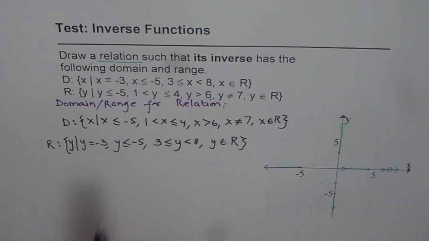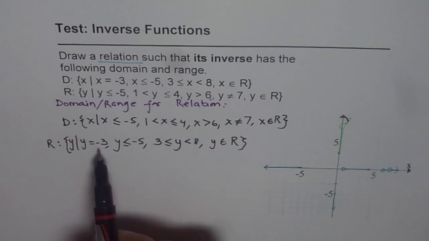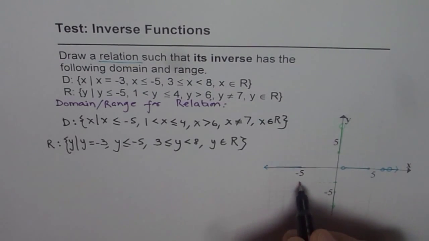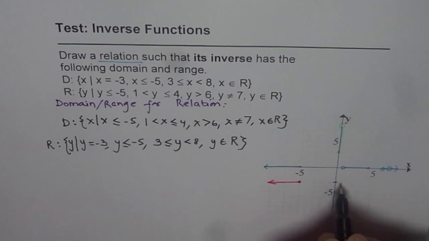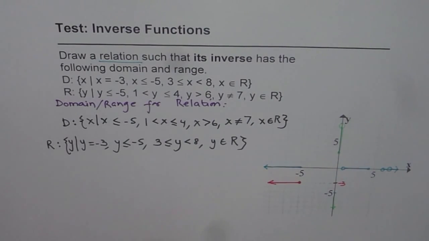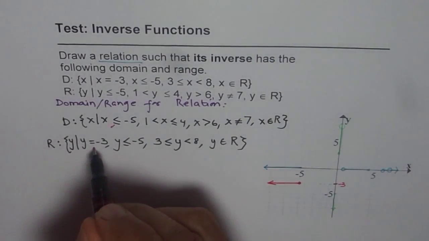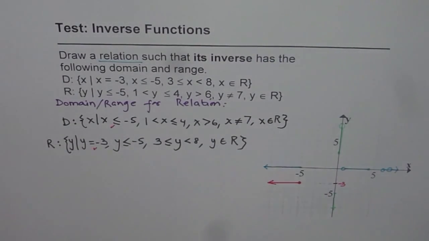Now let's start all over again. Minus 5 is included and we have y which is less than minus 3. So it's a good idea to just draw a line like this. So this means this is at minus 3, okay? So this is minus 3 for us. So we have met this criteria.